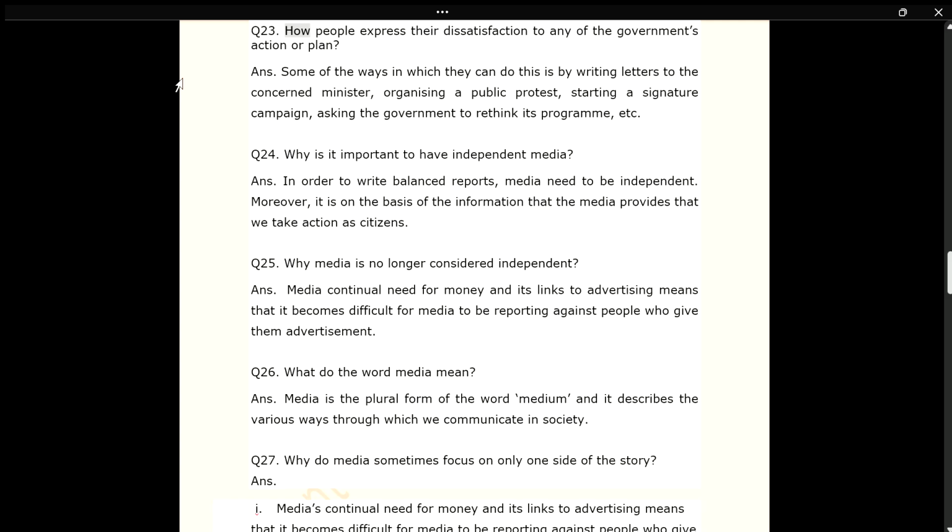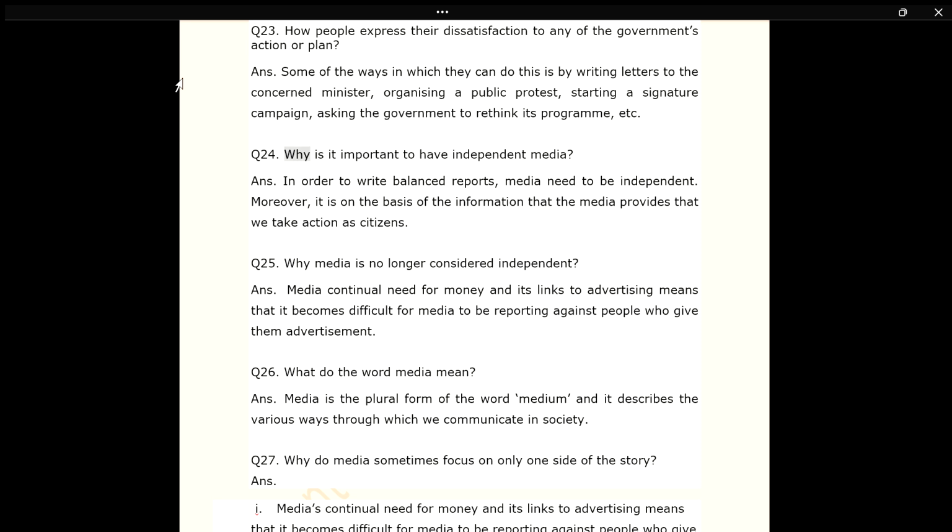Q23. How people express their dissatisfaction to any of the government's action or plan? Ans. Some of the ways in which they can do this is by writing letters to the concerned minister, organizing a public protest, starting a signature campaign, asking the government to rethink its program, etc.